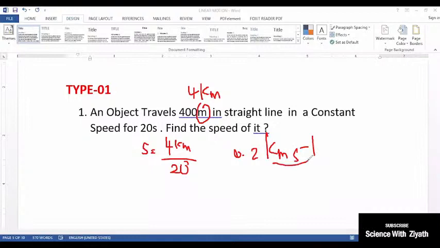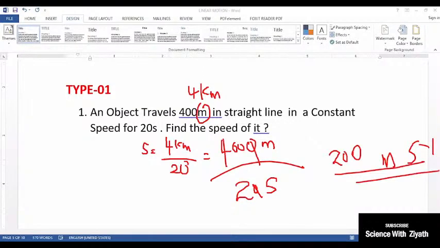But is it an international unit? No. If it's not an international unit, what you have to do is change that 4 kilometers into meters. 1000 meters is equal to 1 kilometer. So 4000. The maximum, the type 1 questions, they will change this unit and so on.